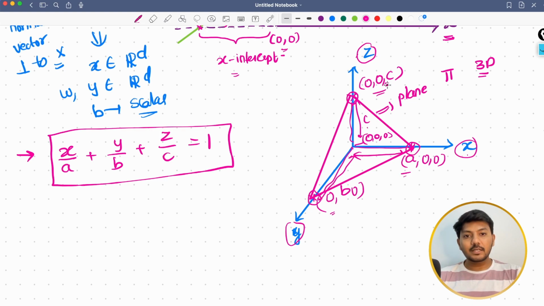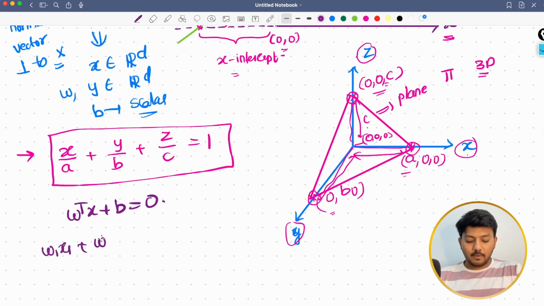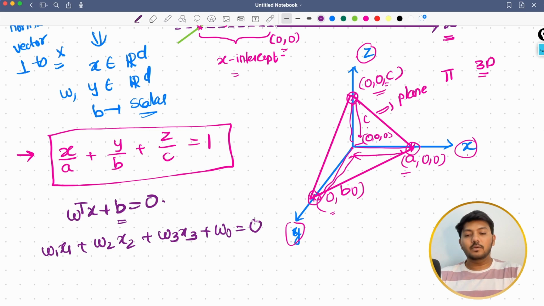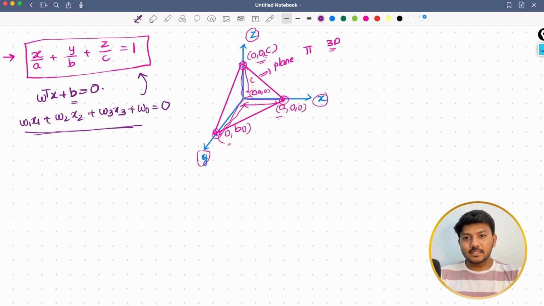But what we have learned is that in the case of 3D, it is w transpose x plus b equal to 0. In 3D, it would be w1 x1 plus w2 x2 plus w3 x3 plus, in the case of b, I will treat it as w0, equal to 0. Is that clear? I just resized everything here so that everything is on the same page. So what I would do is replace this with b, try to convert this equation into this format, and divide the whole equation by b.